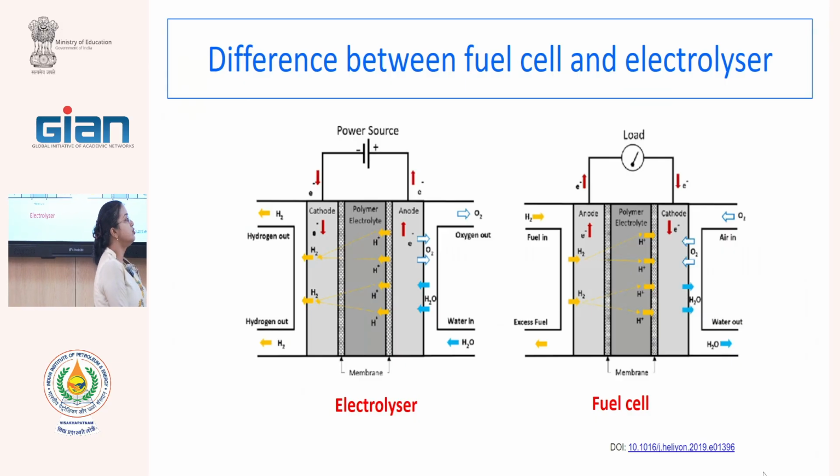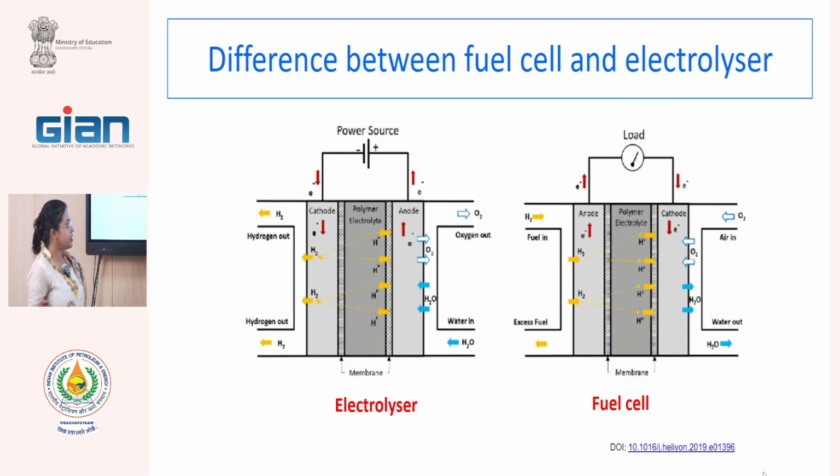So in an electrolyzer, for the cathode side we have water as input and we generate hydrogen at the cathode. In the anode we put the input of water, and in the anode we generate the oxygen. But in a fuel cell the inputs and outputs are different.